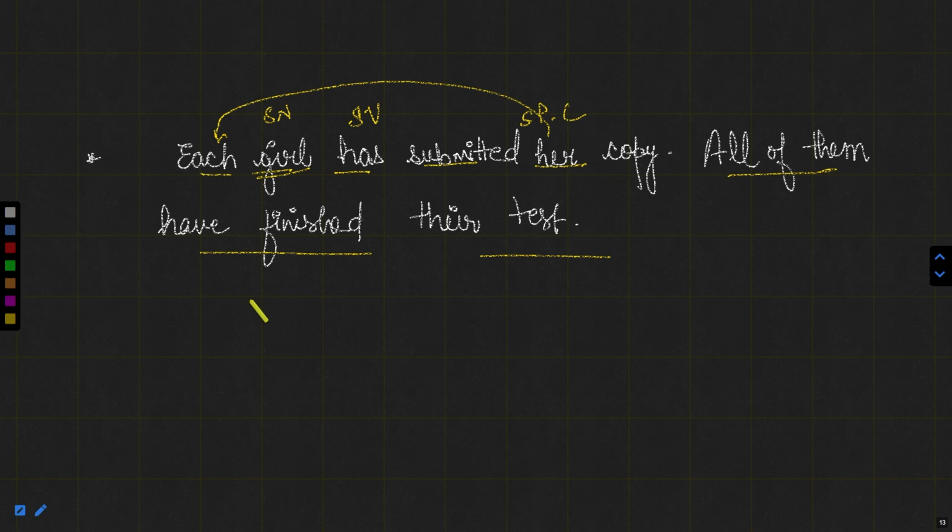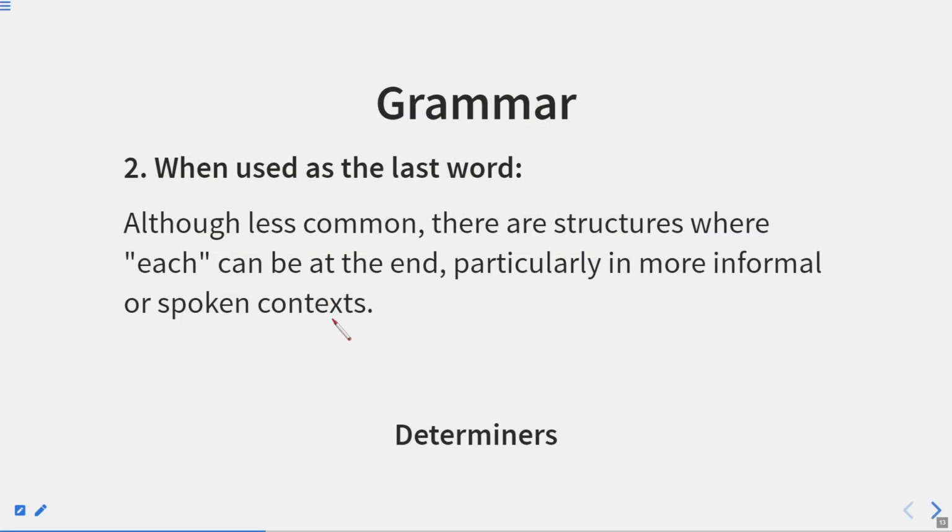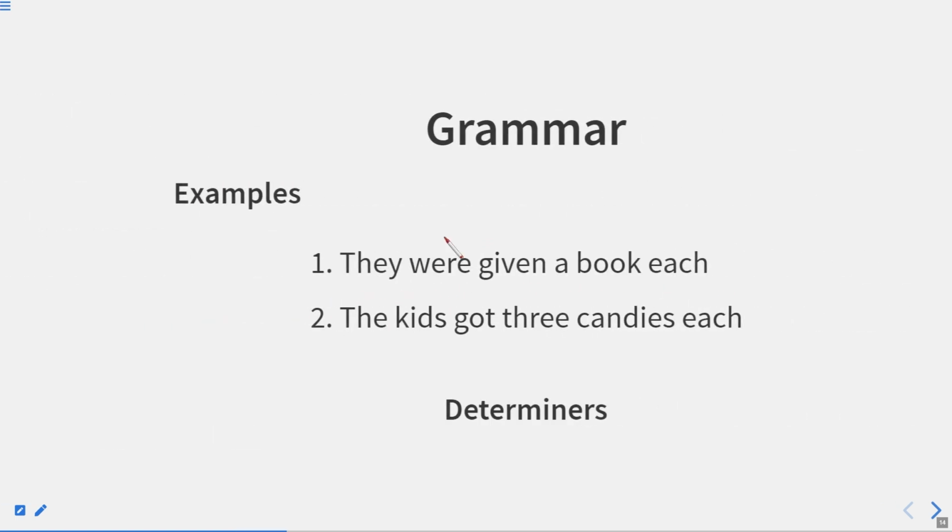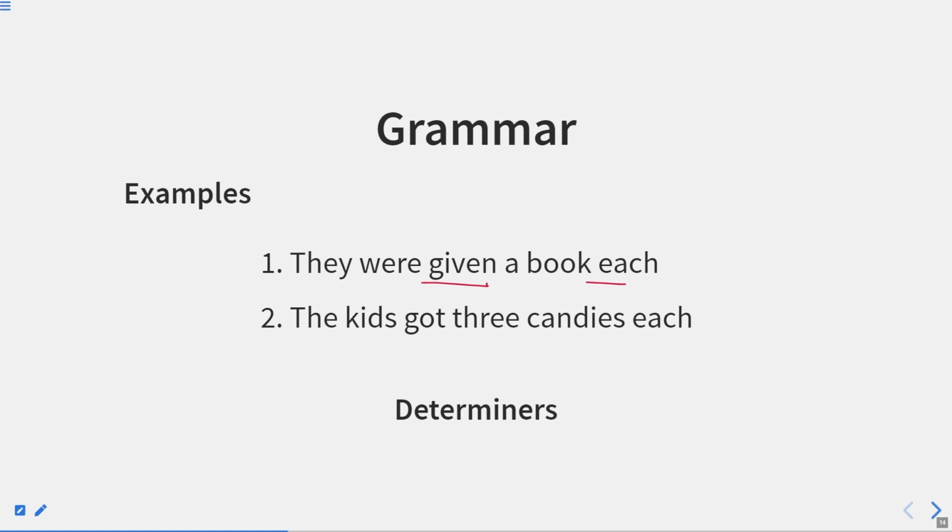Now let us get back to the slides. Here we are going to read, when used is the last word. Although less common, there are structures where each can be at the end, particularly in more informal or spoken contexts. Well, it can be used everywhere. They were given a book each. It means if they are 4, each one has been given a book.